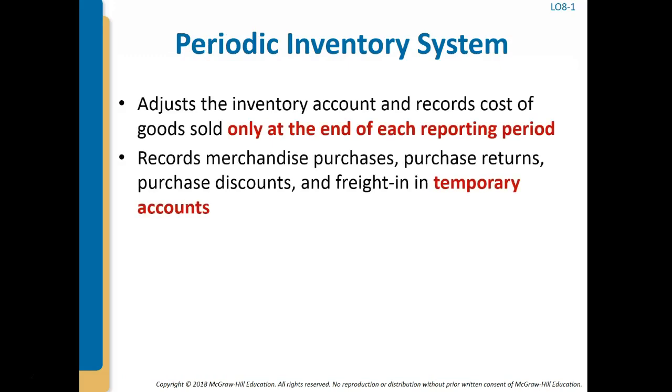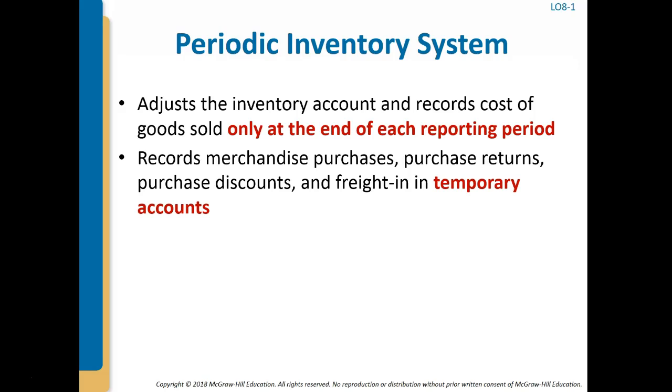Now, a periodic inventory system is not designed to track the quantity or cost of merchandise. The merchandise inventory account balance is not adjusted as purchases and sales are made, but only periodically at the end of a reporting period. A physical count of the period's ending inventory is made and costs are assigned to the quantities determined.